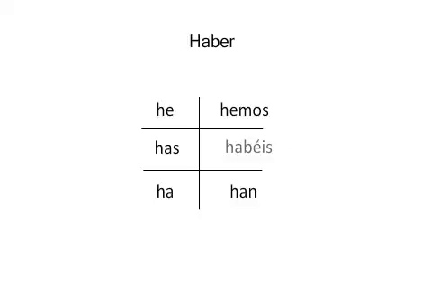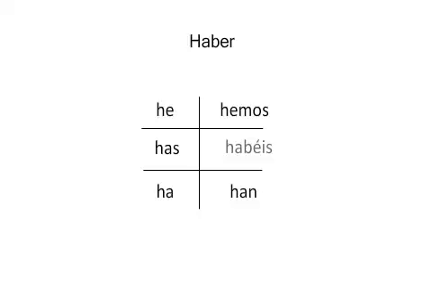Haber is a very irregular verb. These are the present tense forms of haber. As you learn these, do remember, of course, that H is always silent in Spanish. So we have has, hemos, habéis, han. Notice that the only form with an accent mark is habéis, the vosotros form.